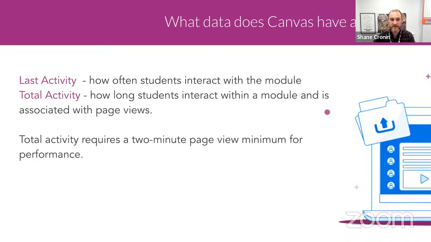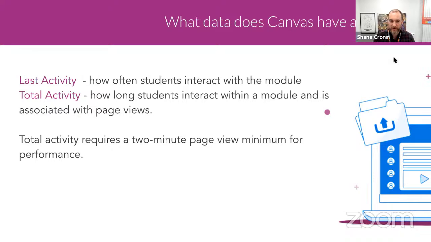In terms of other data that's available, we have things like total activity, so how often students interact within the module. Remember, the student interactions report, which is quite basic, is useful to get a view across your modules, but we're talking specifically about honing in on a particular module here. Last activity looks at how often they interact. Total activity is how long they interact with a module, and associated page views, and the total activity requires a 2-minute page view minimum.